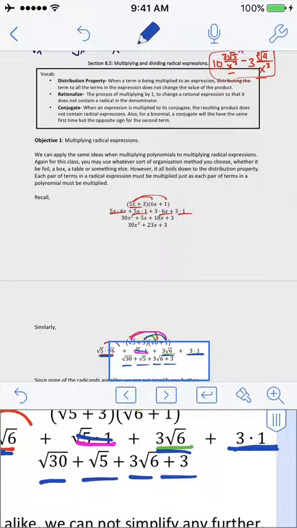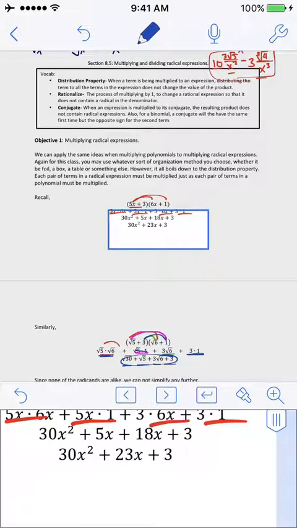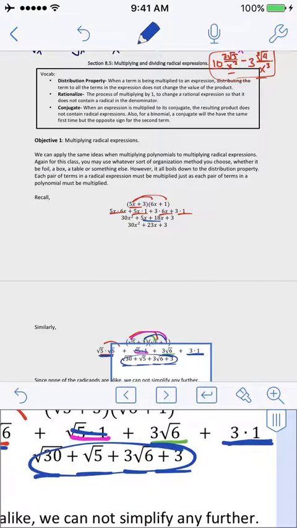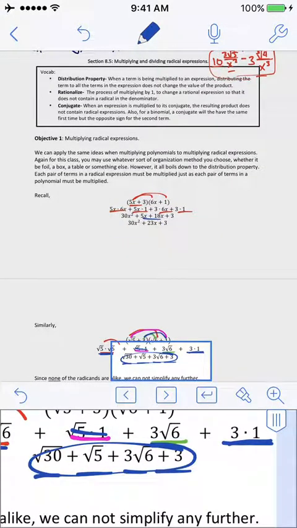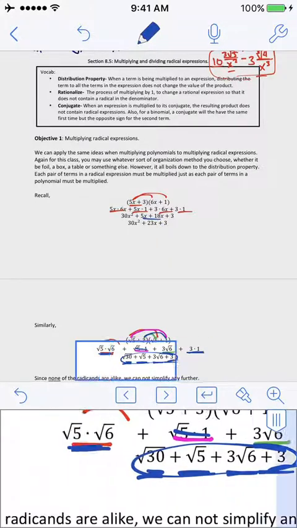So here we end up with 4 terms. Maybe in a binomial, you probably end up with some like terms that you can combine, depending on your radicals. But remember, radicals are a lot pickier. They have to have the same index and the same radicand in order to be combined. So they have to be exactly the same. We can't combine root 30, root 5, and root 6, because those are all different radicands, different numbers under the radical. And obviously we couldn't combine it with 3. It's not even a radical.